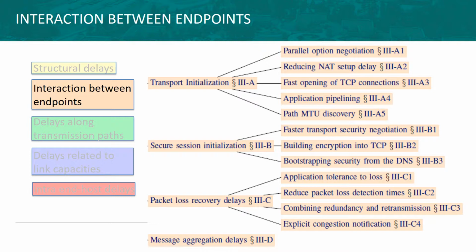We also have delays related to message aggregation. So typically TCP would like to try and aggregate a lot of data into a large packet before it transmits the data. If you have small packets to send, this may not be good, and you have there the Nagle algorithm that tries to reduce this delay.